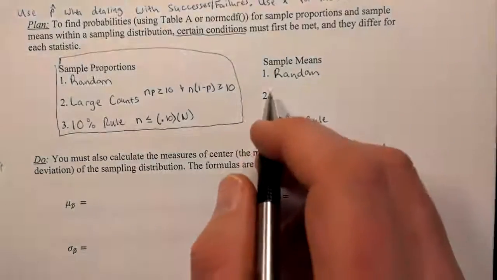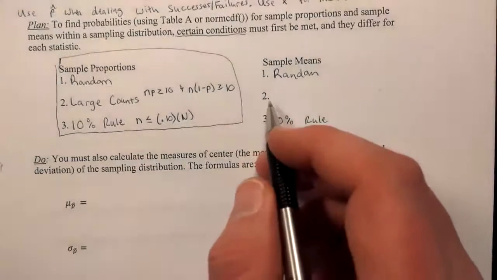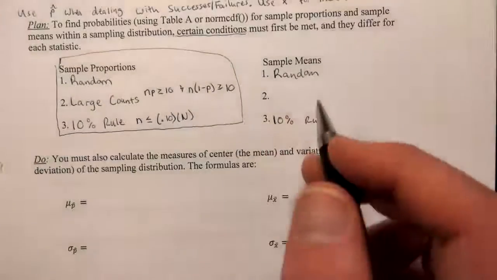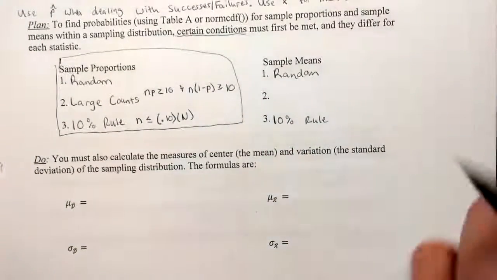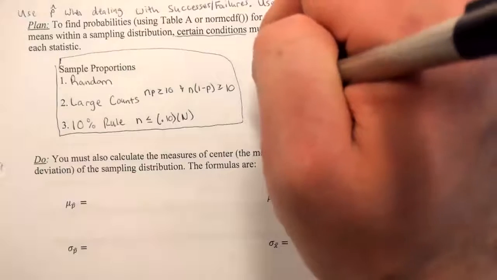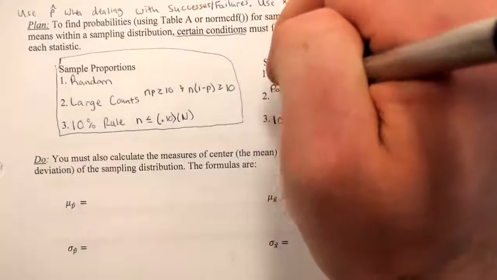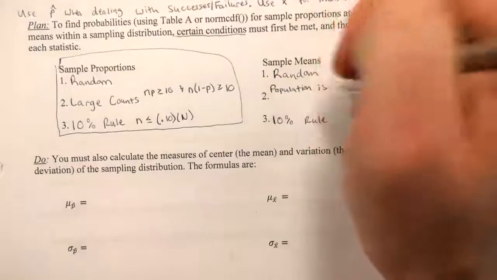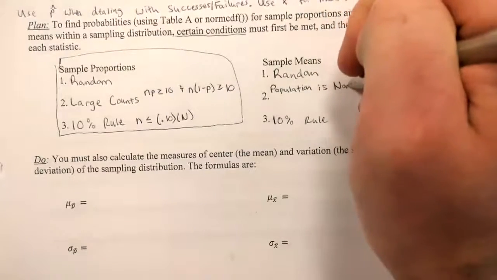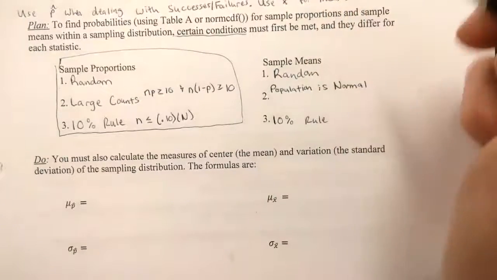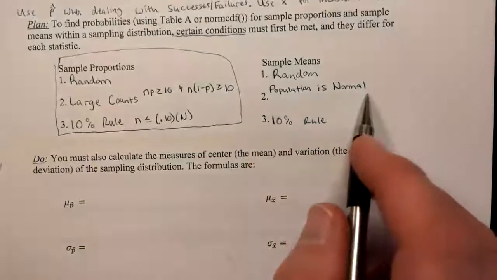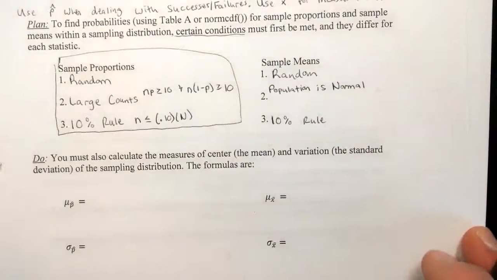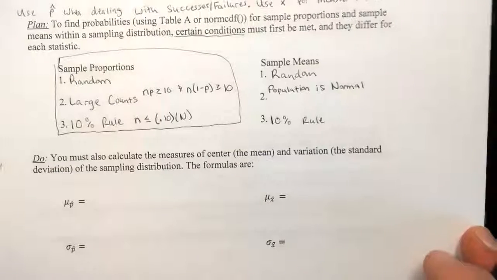There's actually two. It's kind of like a 2A and 2B for this. There are two ways to meet this condition for means, for x bars. One of them is the population is normal to begin with. If the population is normal, bam, you check that box, move on to the next piece. The population is normal, good to go.